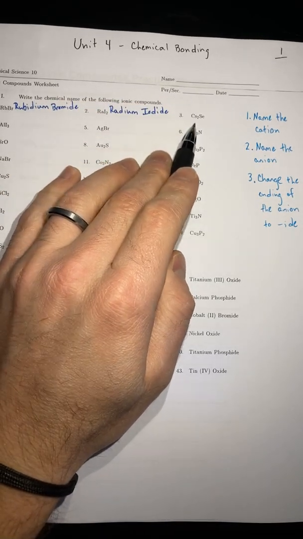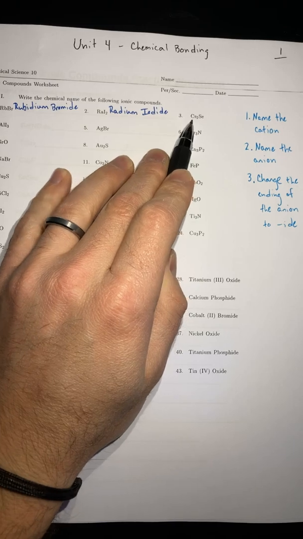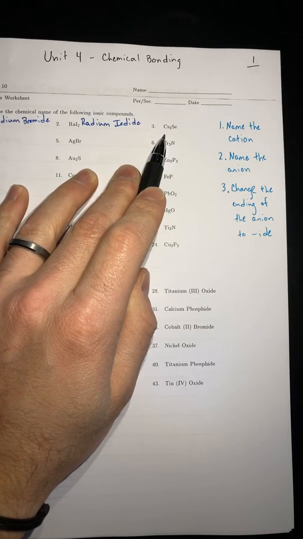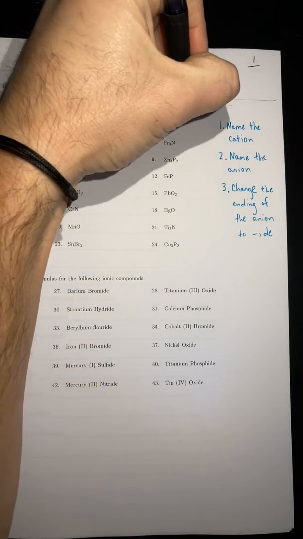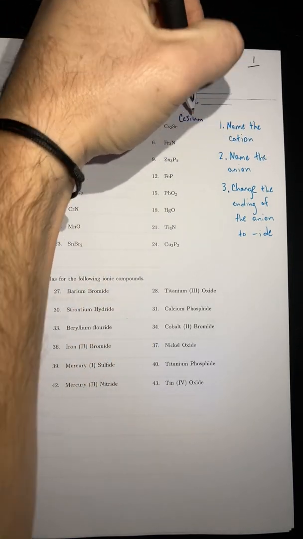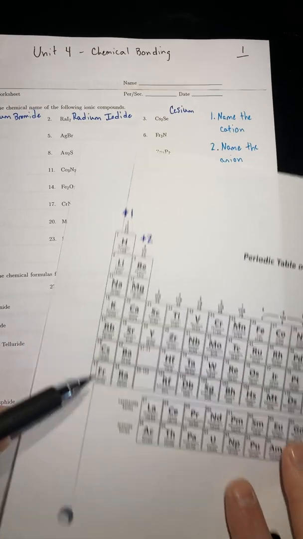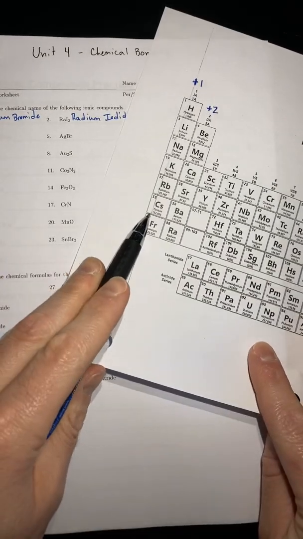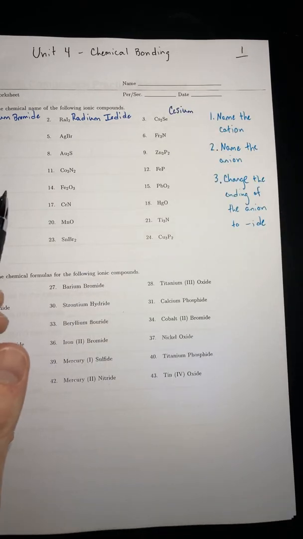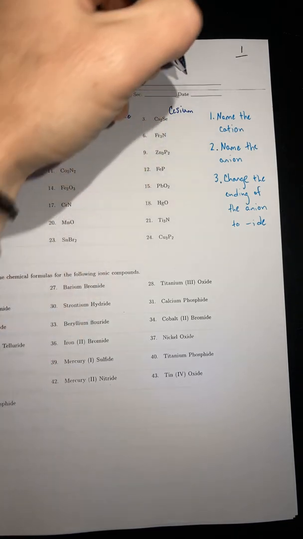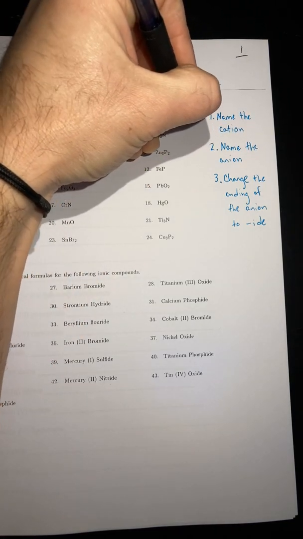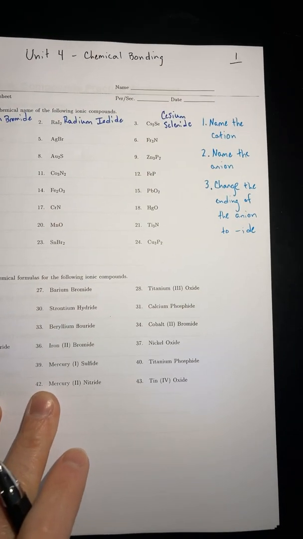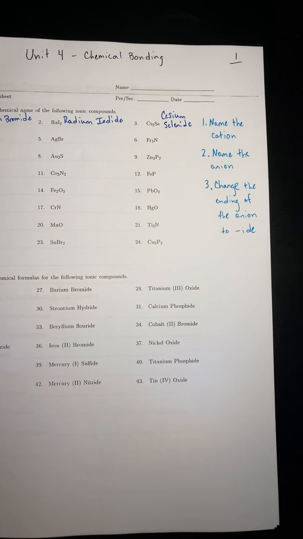Number 3. What is Cs? Cesium. Cesium is right here, first column. And what is Se? Selenium, which becomes selenide. So cesium selenide is going to be your answer there.